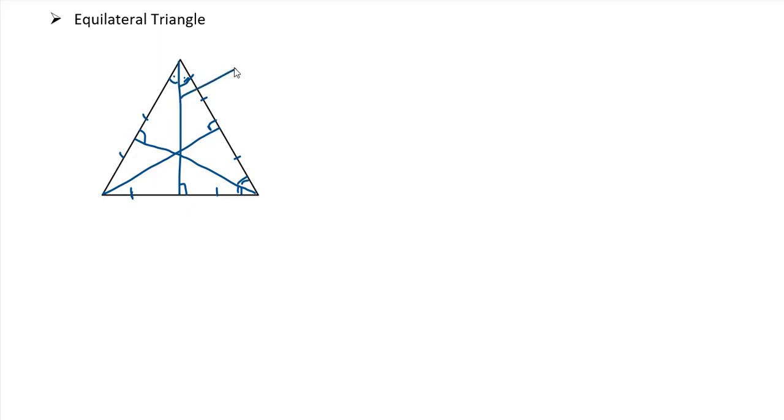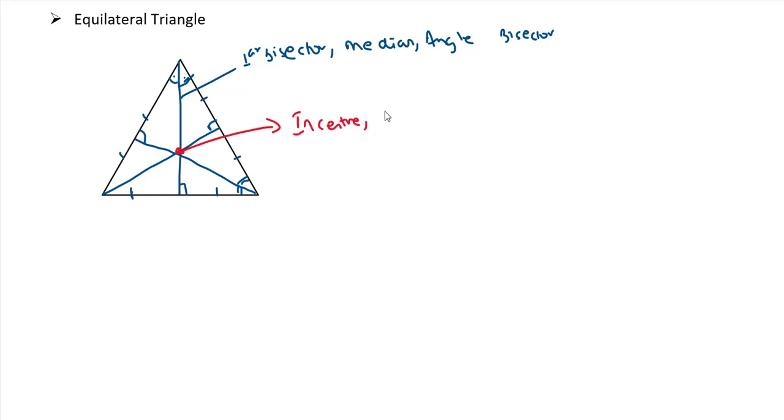So this line is your perpendicular bisector, is your median, and it is your angle bisector as well. So the point at which all the three lines meet will also be your incenter, your centroid, and it will also be your circumcenter.